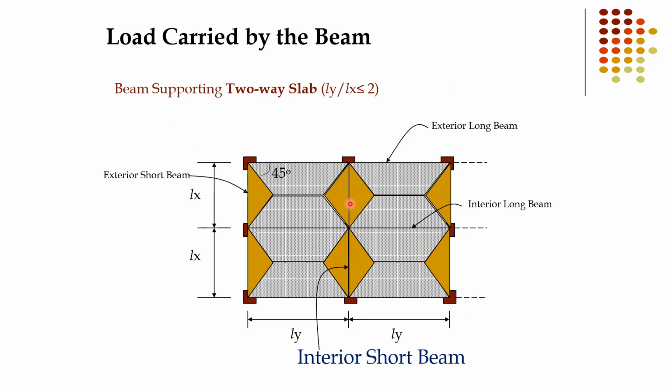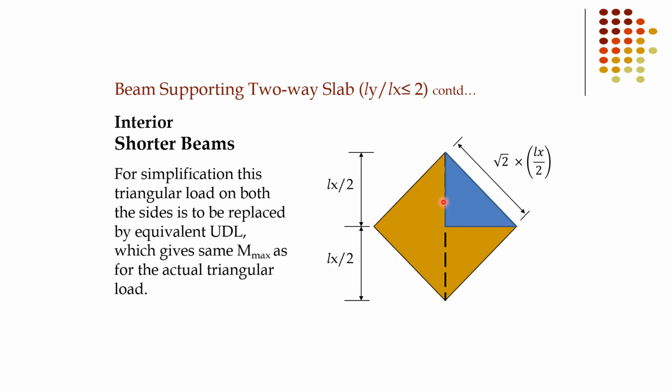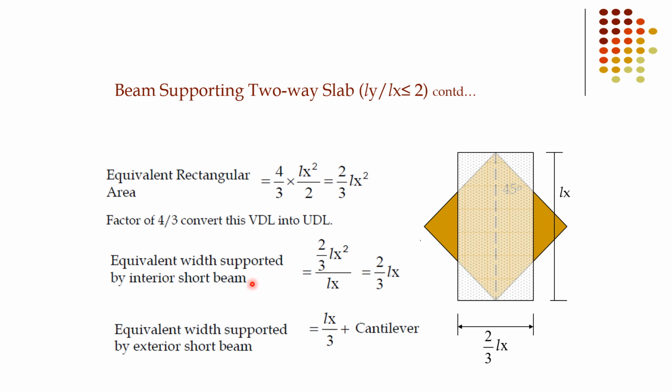Okay, for the calculation of the UDL for the exterior short beam, you will just divide this area by 2. Similarly, the equivalent width of this interior short beam will be twice that of the exterior short beam. Equivalent width supported by interior short beam will be the area divided by Lx, will be this. Equivalent width supported by exterior short beam will be the total length divided by 2. Okay, 2 will be cancelled out, so the value will be Lx by 3.